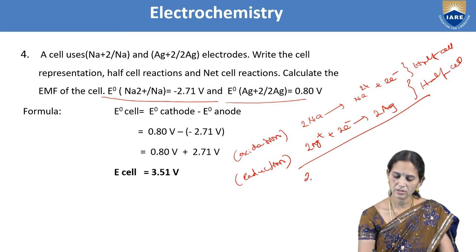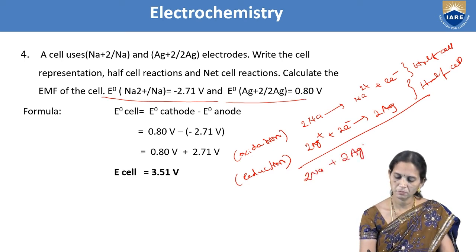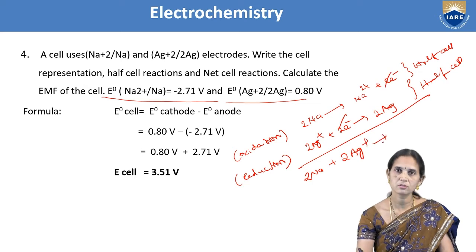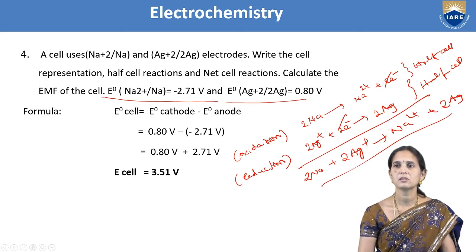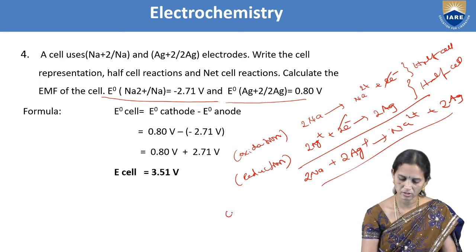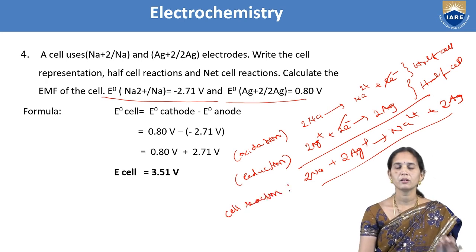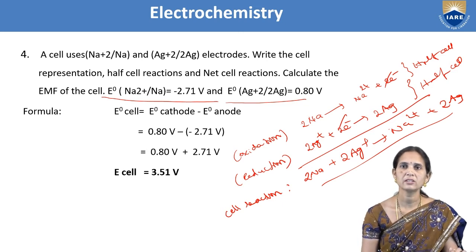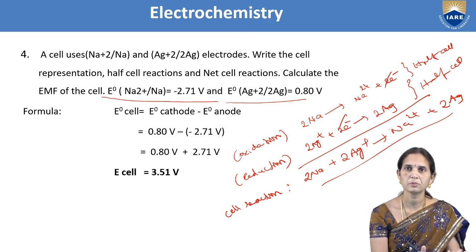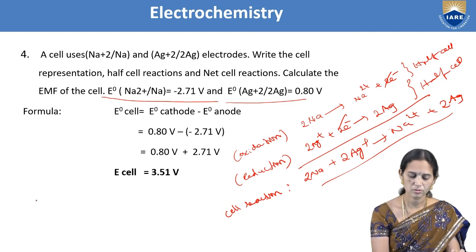So total cell reaction is 2Na + 2Ag+ gives rise to 2Na+ + 2Ag. So this is the total cell reaction. Now we wrote the half cell reactions and the total cell reaction. We have to write the representation of the cell.